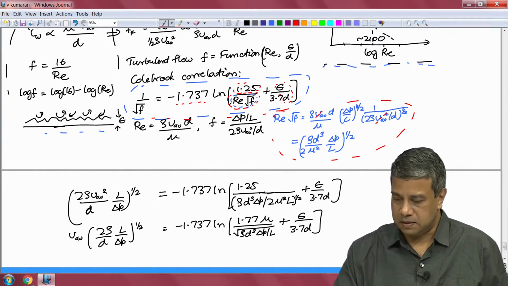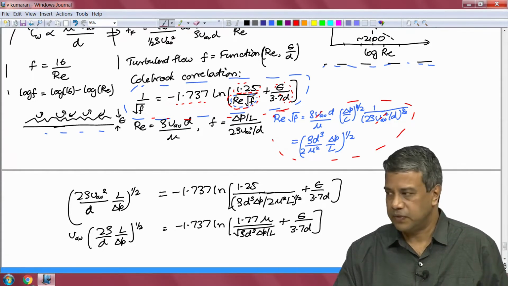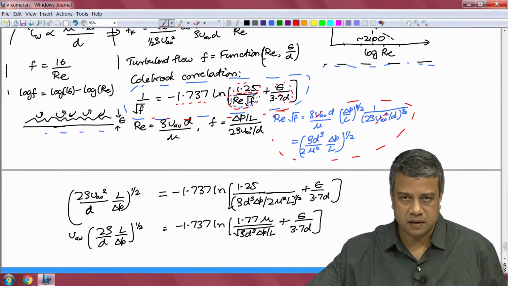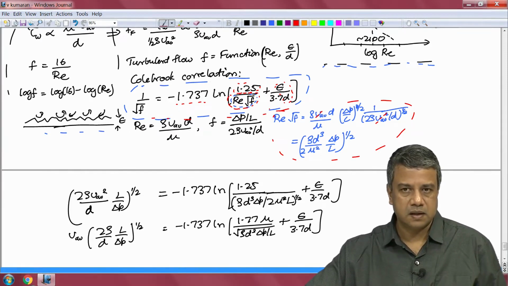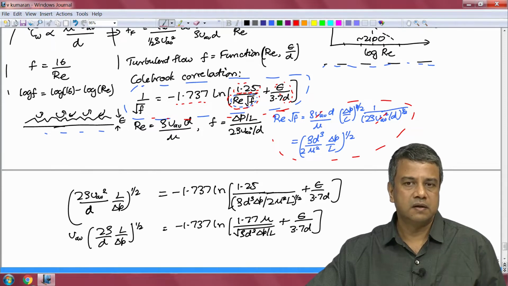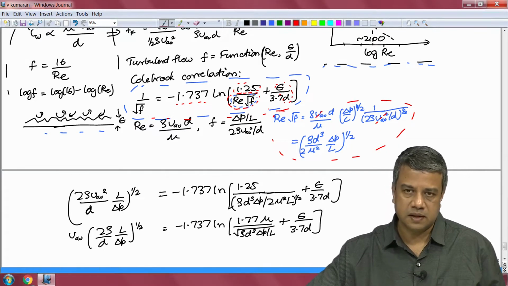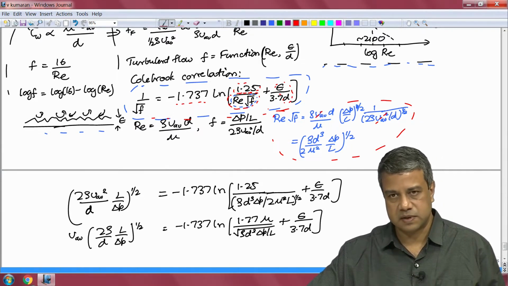But correlations of this kind can be used to estimate what is the pressure gradient required to drive the flow at a specific velocity. So, the low Reynolds number or the laminar flow correlation is basically friction factor is proportional to 1 over Reynolds number. At high Reynolds number, it is an implicit correlation, or you have to get it from the Moody plot or from tables.